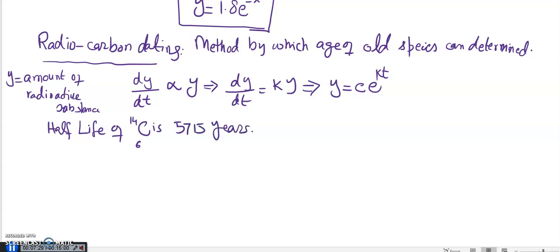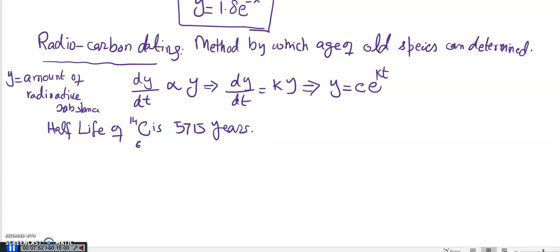Okay, so what does it mean by the half-life? I think from your physics, you know that half-life is that number of years in which the quantity of the radioactive substance in a radioactive element becomes half.